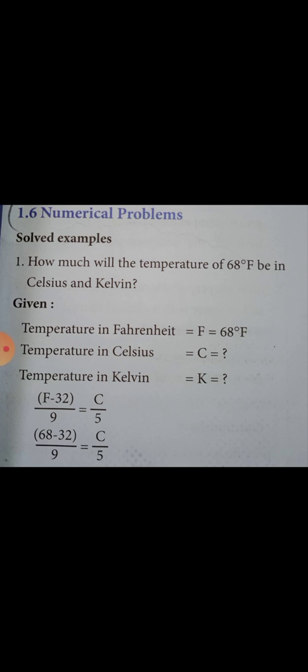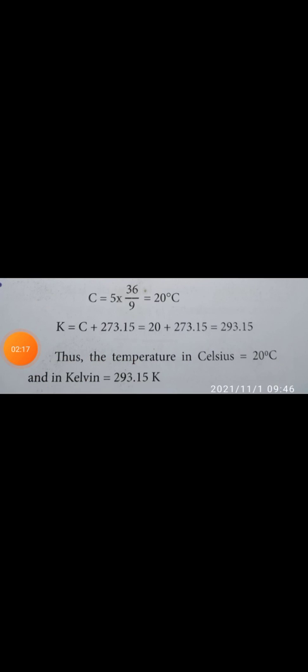First write the equation which gives the relation between Fahrenheit and Celsius. (F minus 32) by 9 equals C by 5. Substitute the value of the Fahrenheit scale: (68 minus 32) by 9 equals C by 5. If you simplify this, cross multiply, and you get C equal to 20 degrees. The temperature in the Celsius scale is 20 degrees Celsius.